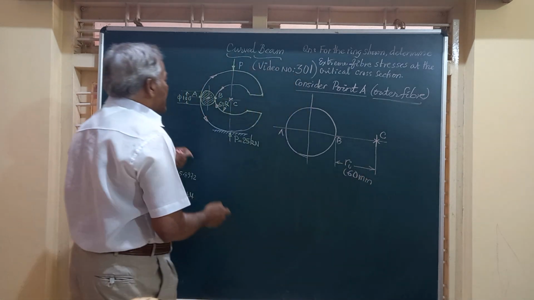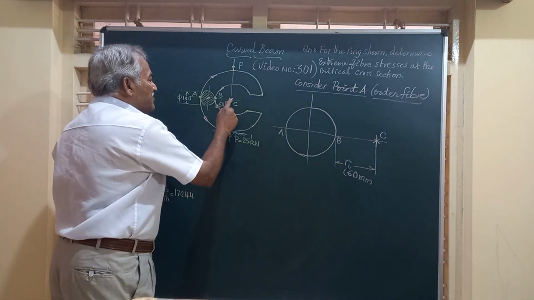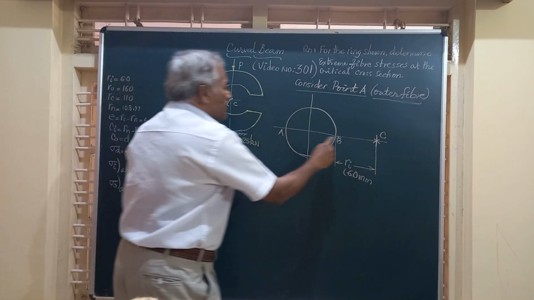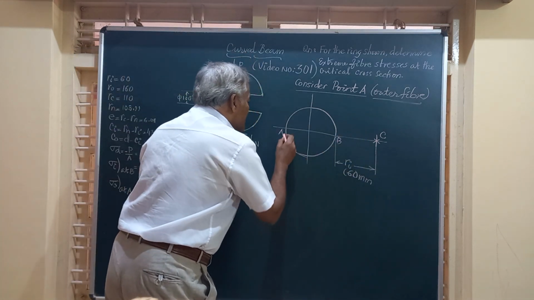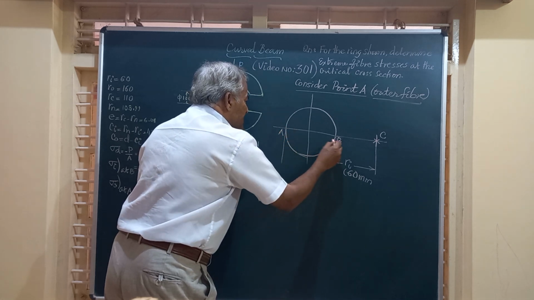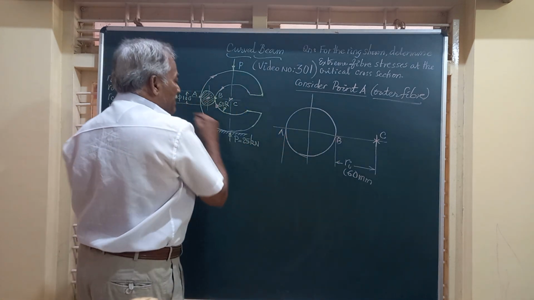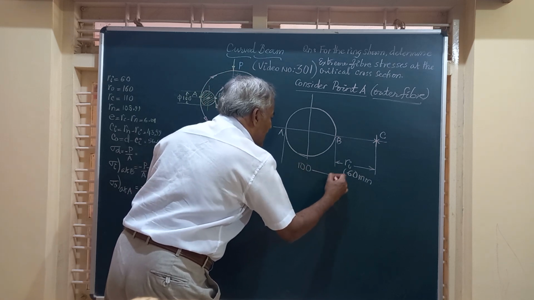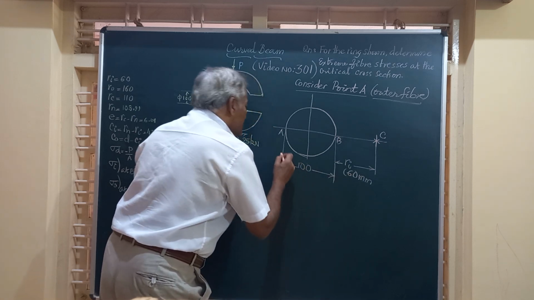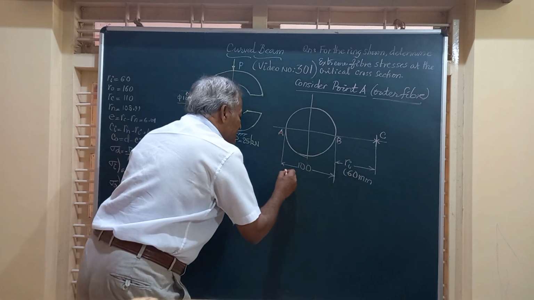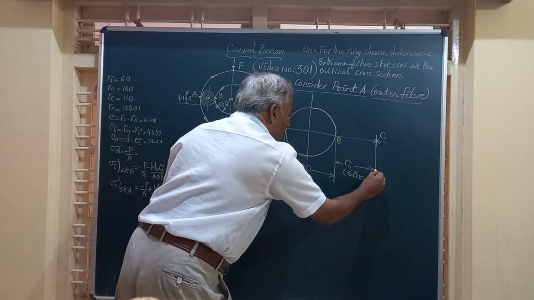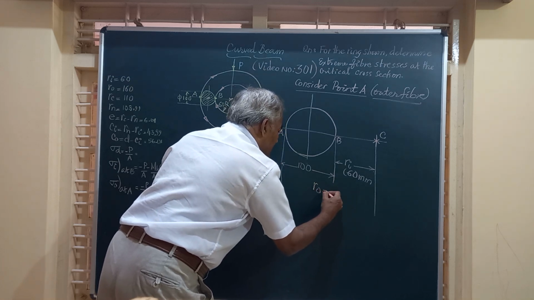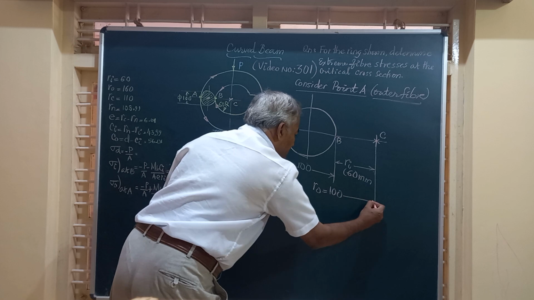Friend, on the same line, the distance from the center of curvature to the extreme outer fiber is this much. This is 60 and the cross section is 100 mm dia. So friends, this will become R0. R0 is the distance from A to the center of curvature. This will very obviously be equal to 60 plus 100. So R0 is equal to 160 millimeter.